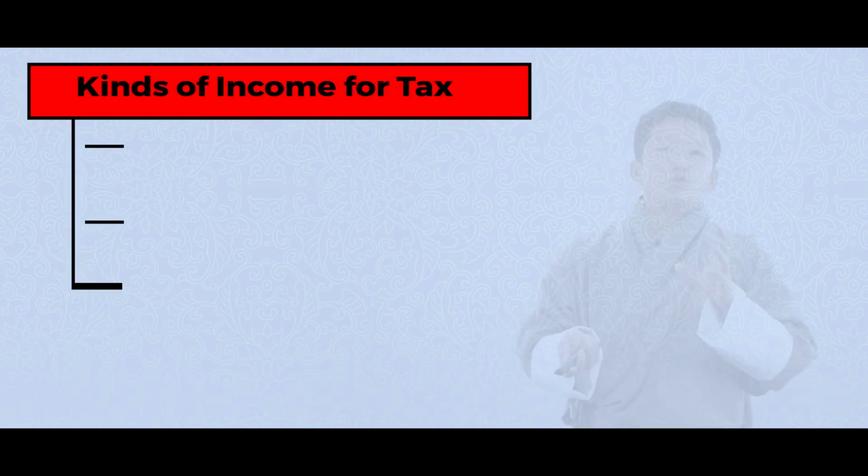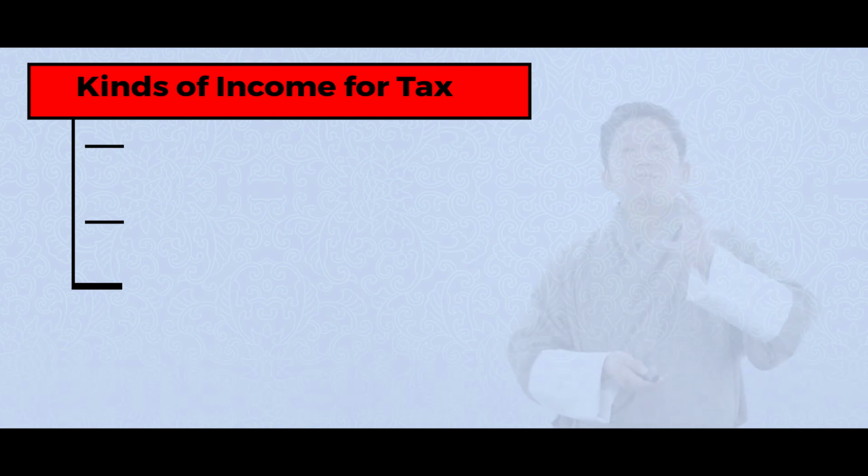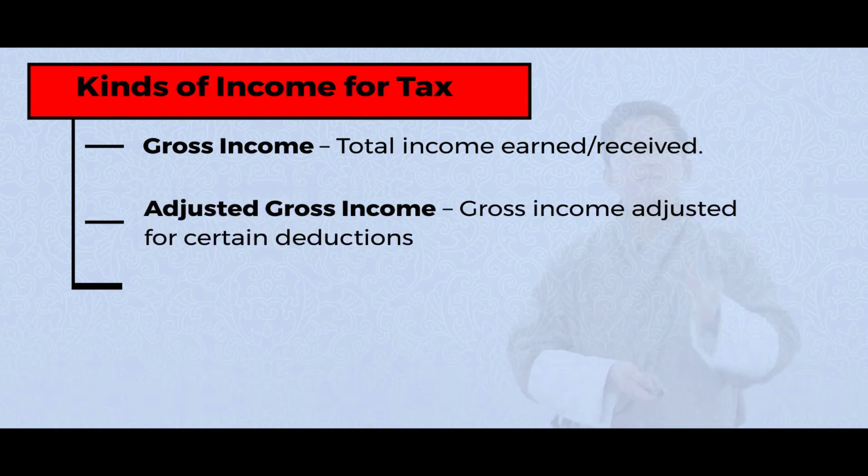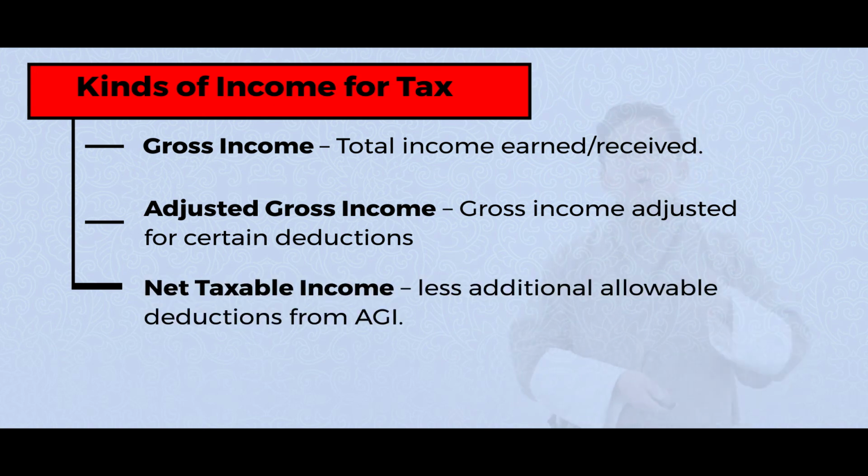And also to pay the tax, as I've said, there are kinds of income. So kinds of income for tax. There is a gross income, that is called the total income earned or received. On that total gross income, we have adjusted gross income, where we make some deductions. Those deductions are adjusted from allowable deductions, which I'm going to show you later on. And we have a net taxable income, on which, after all the deductions, you are going to pay the tax. So a certain amount will be liable on this net taxable income.